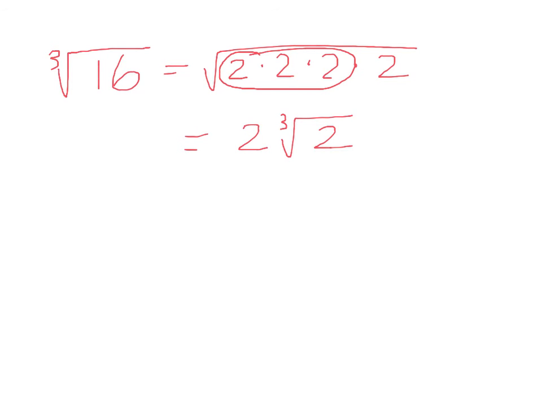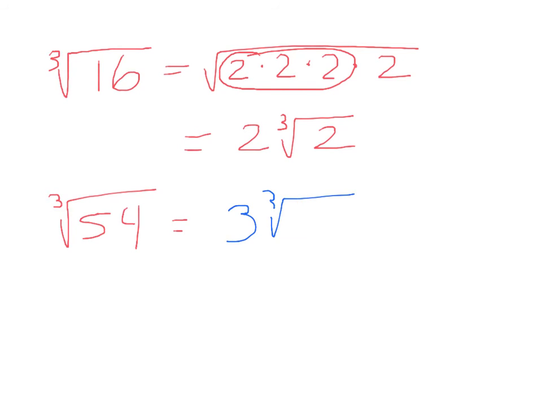Here, I'll give you one to try. Why don't you look for the cube root of 54? You try that. Okay, if you did that right, you probably came up with 3 cube root 2. If you didn't, ask me in class. So that is how you simplify roots.